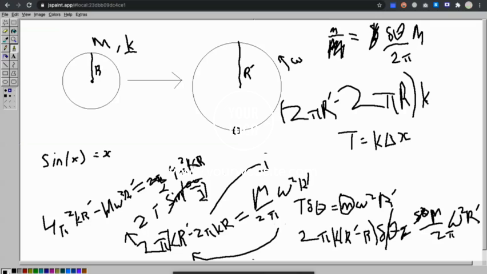And finally, we can divide both sides. If we factor out the r prime, we can divide both sides by 4 pi squared k minus M omega squared. So this gives us that r prime is equal to 4 pi squared k all over 4 pi squared k minus M omega squared. And we're done.